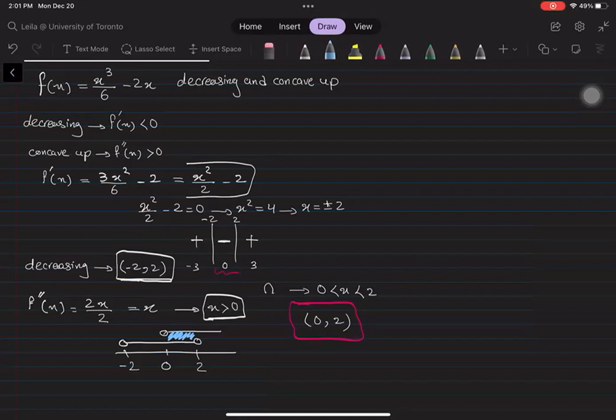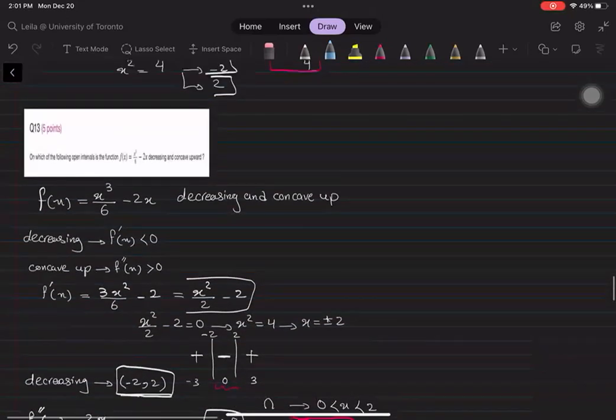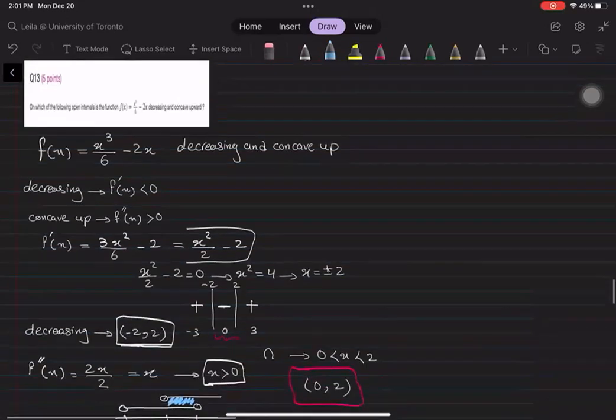Does anyone have questions? The question asks, on which of the intervals is the function decreasing and concave up? So you're looking for the parts where your first derivative is negative and the second is positive.